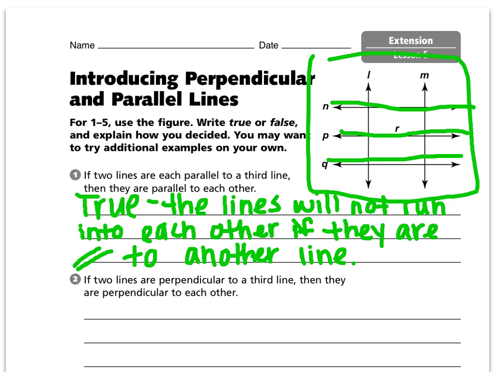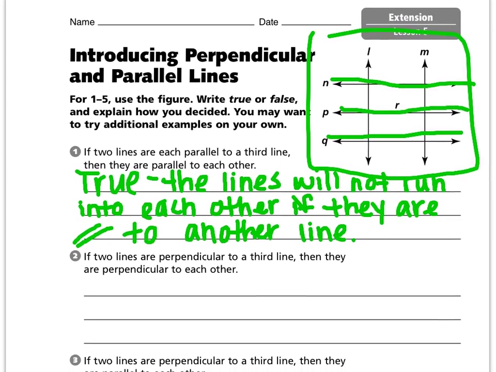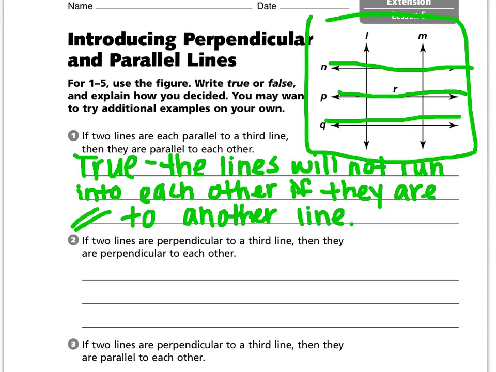Number 2. If two lines are perpendicular to a third line, then they are perpendicular to each other. So if you look at number 2, if two lines are perpendicular to a third line, then they're going to be perpendicular to each other. And I'm going to say that we'll use lines L and M. If they're perpendicular to a third line, which is line Q, then they're perpendicular to each other. If you look at the image, you can tell that line L and line M are not going to run into each other. They're actually parallel to each other.